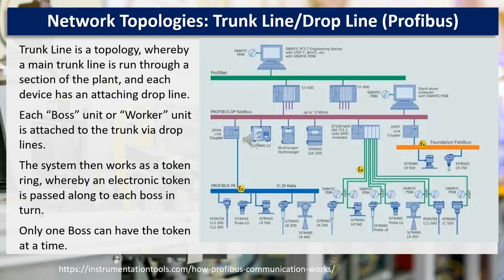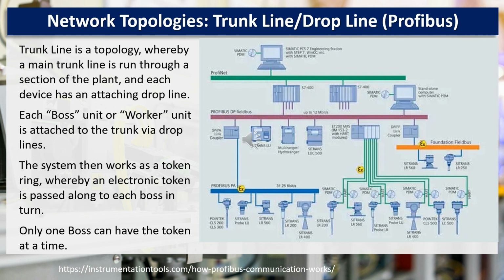Trunk line is a topology whereby a main trunk line or bus is run through a section of the plant, and each device has an attaching drop line, hence the name trunk line drop line. Each bus unit or working unit is attached to the trunk via its own drop. The system then works on a token ring whereby an electronic token is passed along to each boss in turn. Only one boss can have the token at a time.